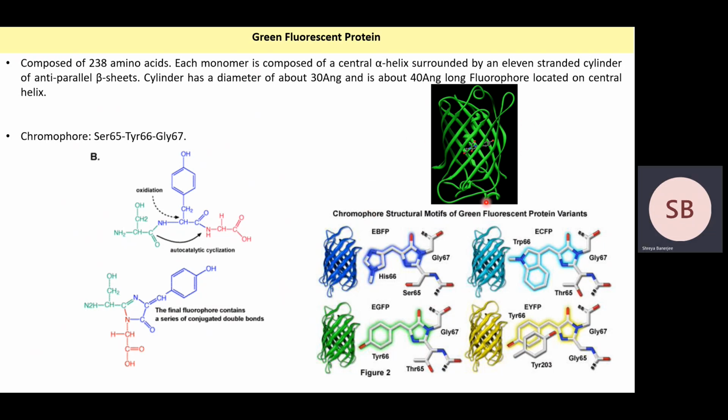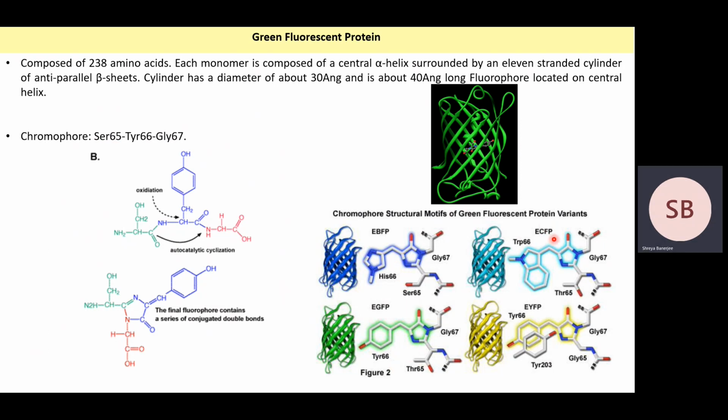One is, instead of green fluorescence, it shows blue fluorescence. So there what happens, instead of serine tyrosine glycine, you have serine histidine glycine. So the tyrosine has been mutated to histidine. Now, EGFP is another mutant where it is enhanced green fluorescence. So the intensity of the green fluorescence is considerably increased. And here, the serine at 65 is mutated to a threonine.